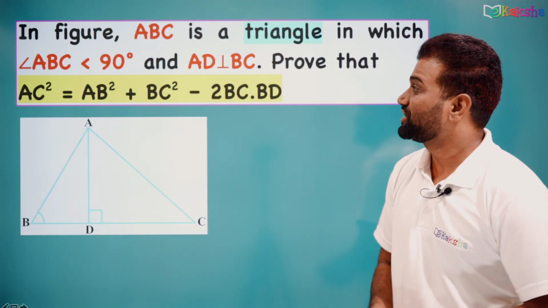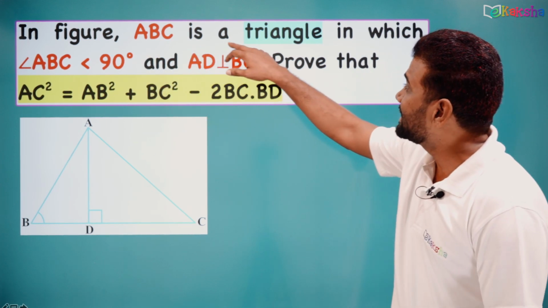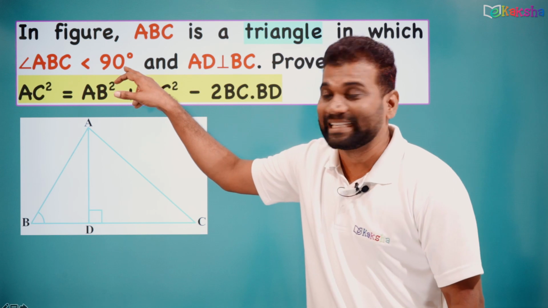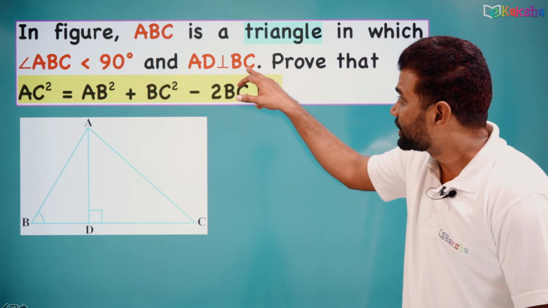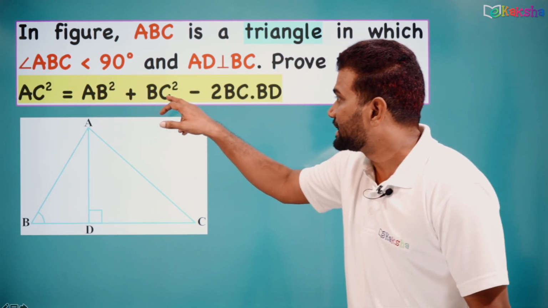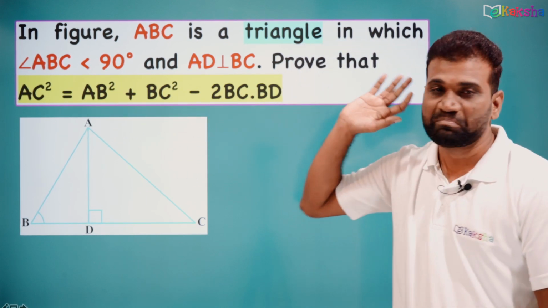The statement of this question is: in the figure, ABC is a triangle in which angle ABC is less than 90 degrees and AD is perpendicular to BC. Prove that AC square equals AB square plus BC square minus 2 times BC into BD.